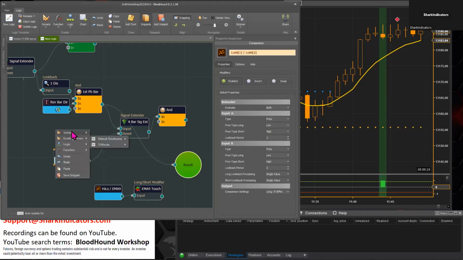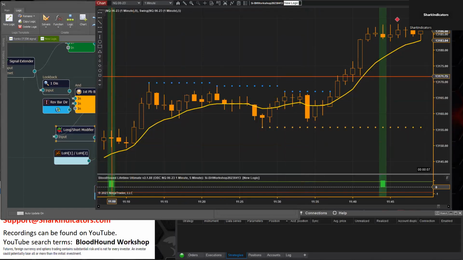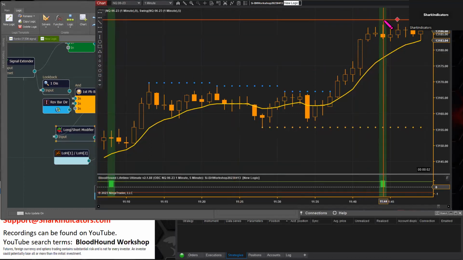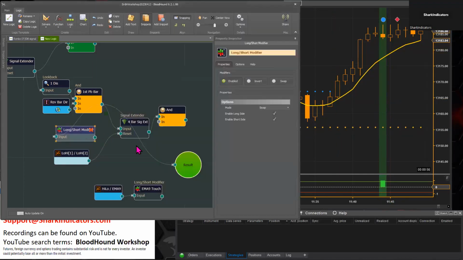So all right, so I'm going to take a function node. And yeah, so I'm going to take a long short modifier. And yeah, so I'm going to mark that to remind me that's our first pullback bar. And I'm going to use, this time I'm going to use the addition. There we go.